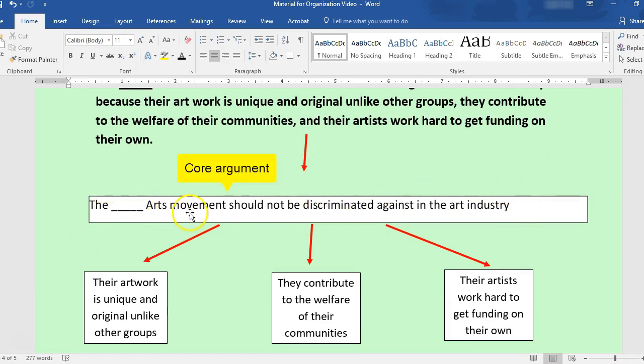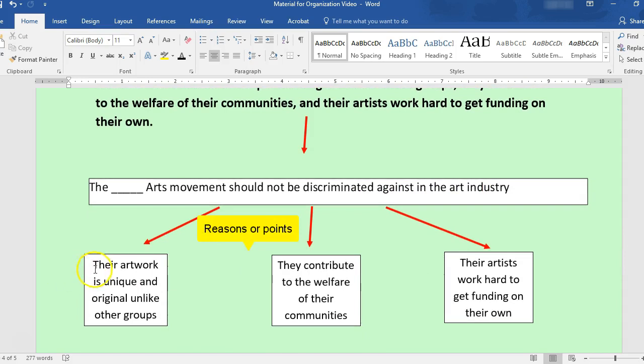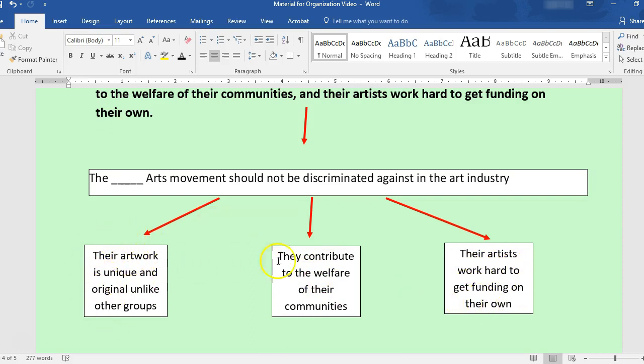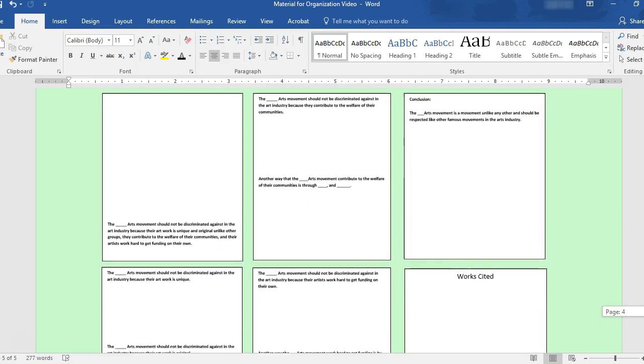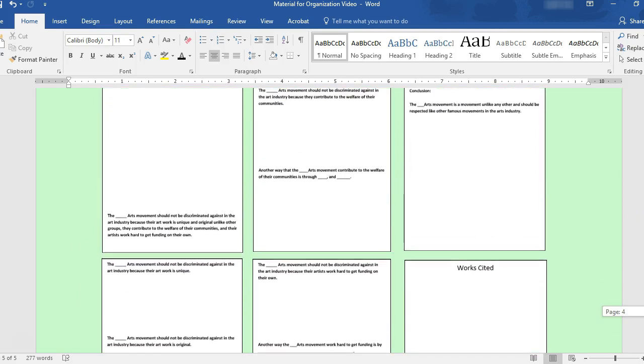The arts movement should not be discriminated against in the art industry. And then you have 3 reasons. Their artwork is unique and original. They contribute to their communities. Their artists work hard to get funding on their own. We want to make sure that all of our points in the thesis statement are addressed in the body paragraphs. So how do we do this? We first want to lay out where our points are going to be.